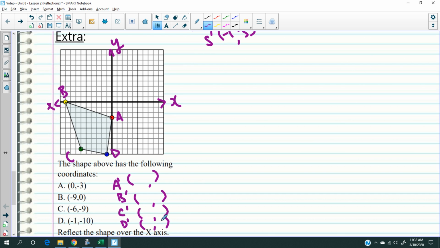All right, let's see. Over the x-axis, so the y changes. If I flip this over, the shape will be somewhere around up here, over the x-axis. So if the x-axis is the mirror, so to speak, the y changes.